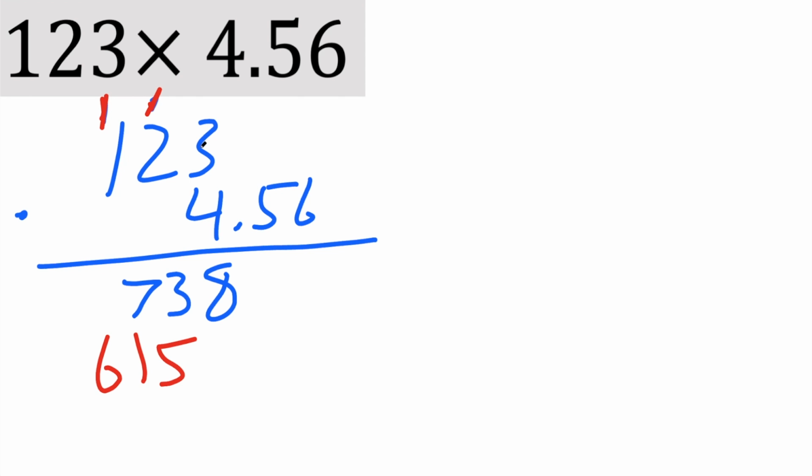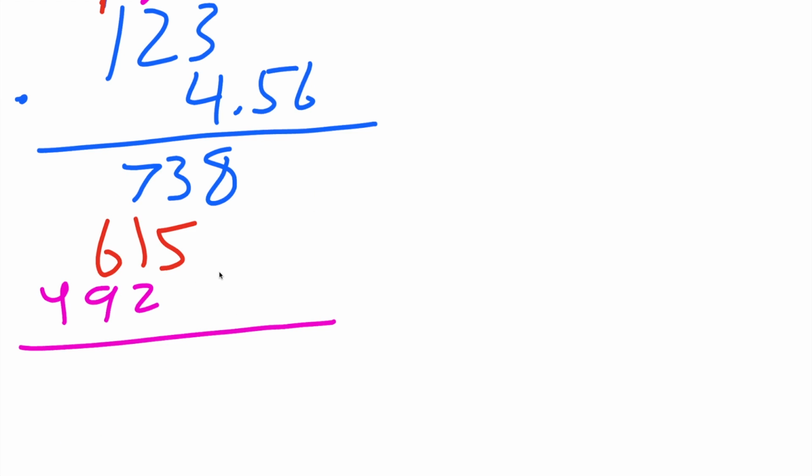All right, 4. 4 times 3 is 12. So you got to carry 1 again. 4 times 2 is 8. 8 plus 1 is 9. And 4 times 1 is 4. And now we have all our pieces. So everything is nicely aligned.